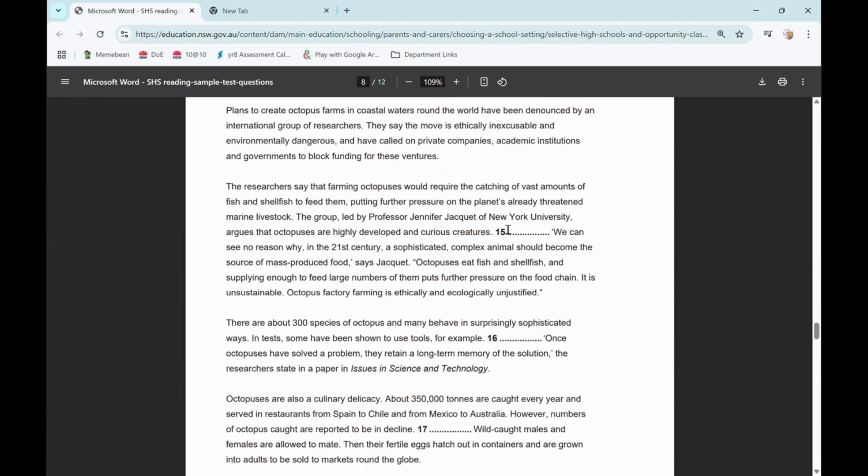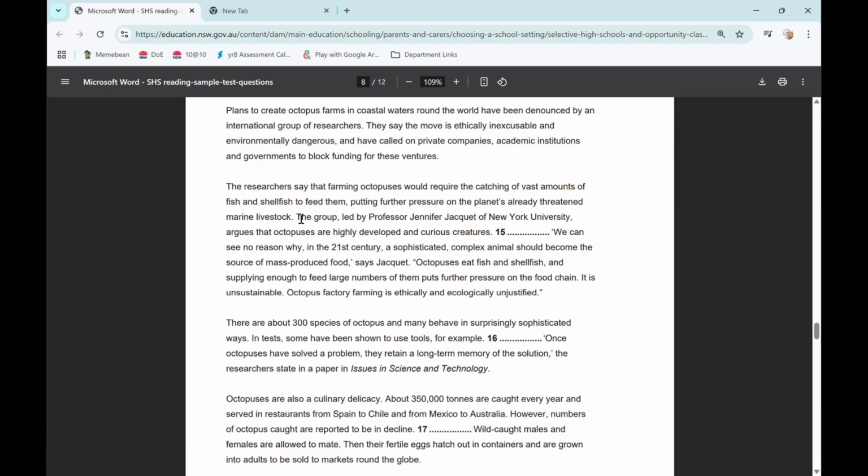The second paragraph, where 15 is, talks about how they have to feed octopus, and octopus are very complex animals, right? It says in the beginning that they need a lot of food to feed octopus, which is going to be hard if they're trying to farm them. Then they talk about how octopus are very sophisticated, complex animals, and how they should not be the source of mass-produced food.